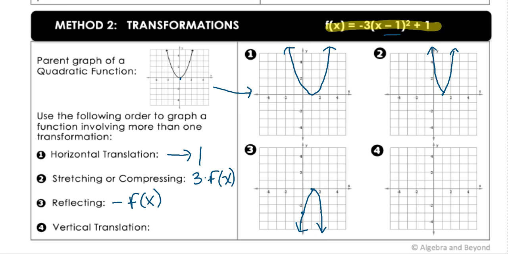And then lastly, we do any vertical translation. So we look at that end one. This one is going up one. So from that graph we had, we shift everything up one. So it would look like that. So that is what transformations look like.